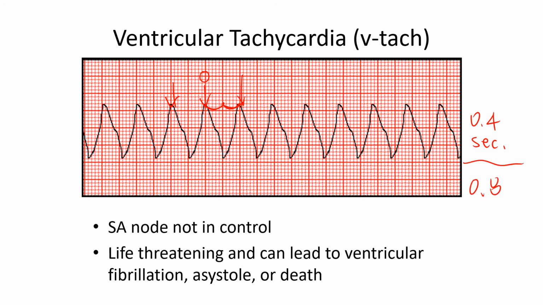Normally, the length of the cardiac cycle is 0.8 seconds. So we can see the ventricles are beating twice as fast. Twice as fast as normal would be 150 beats per minute. Normal resting heart rate is what?